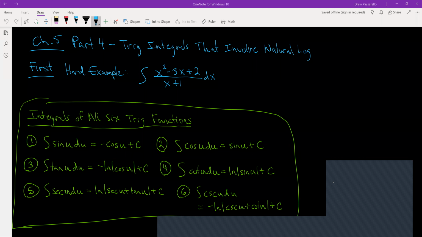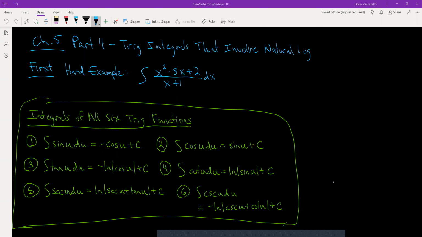This is going to be part 4 of the chapter 5 videos, and in this video I'll go over some trig integrals that we haven't covered yet that involve natural log. Like when you integrate them, they turn into some form involving a natural log, namely number 3, 4, 5, and 6. We have not covered those 4.